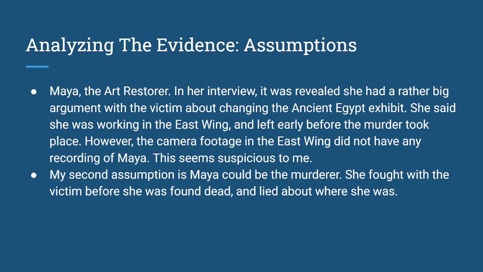Maya, the art restorer. In her interview, it was revealed she had a rather big argument with the victim about changing the Ancient Egypt exhibit. She said she was working in the East Wing and left early before the murder took place. However, the camera footage in the East Wing did not have any recording of Maya. This seems suspicious to me. My second assumption is that Maya could be the murderer. She fought with the victim before he was found dead and lied about where she was.